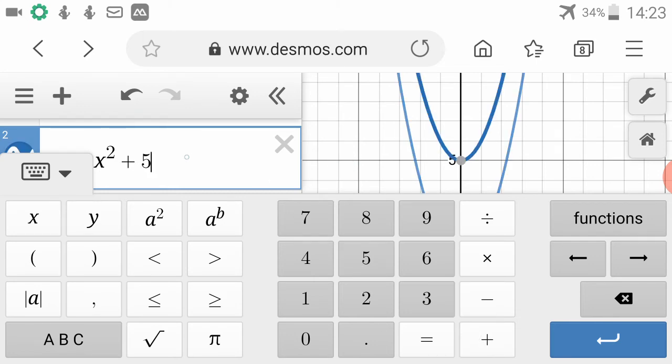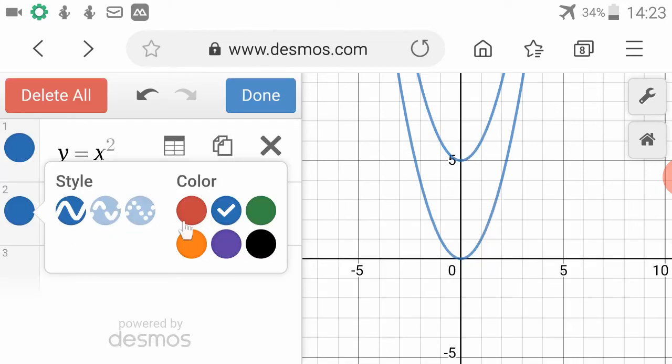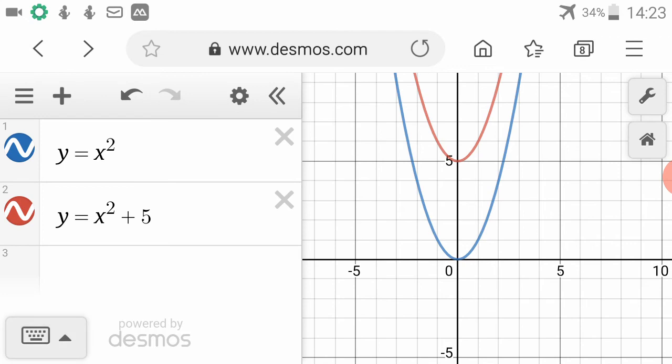Guys, look at this, but I need to change the color of this one. So let me make the second one red. Guys, look at this. My parent quadratic function is in blue. When I added 5 to this parent function, the whole parabola shifted up 5 units. What do we call this, guys? It's a vertical translation. So vertical translation up occurs when you add a number.